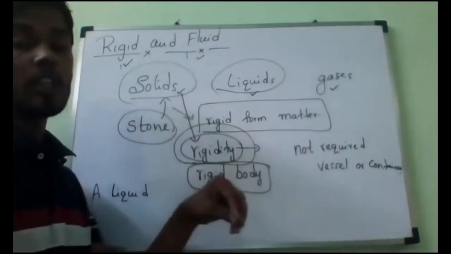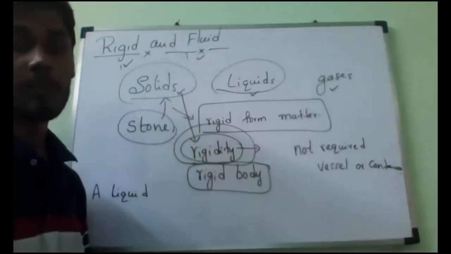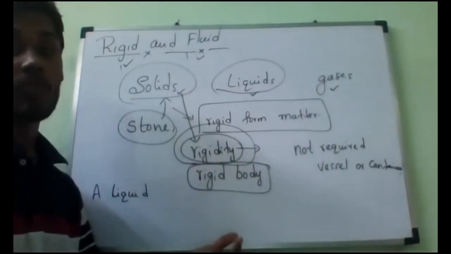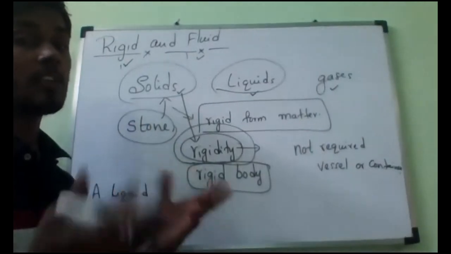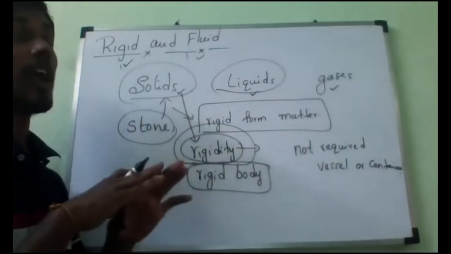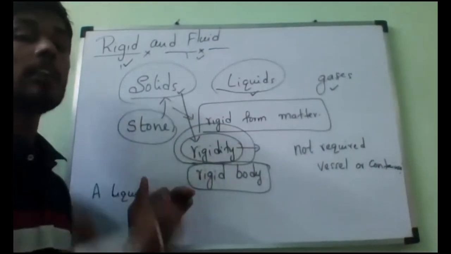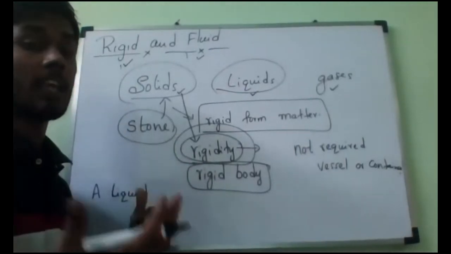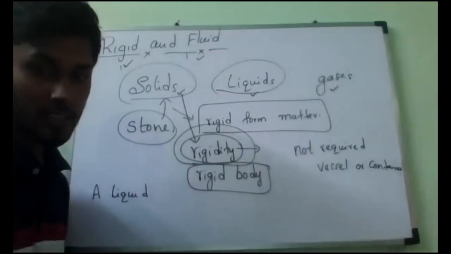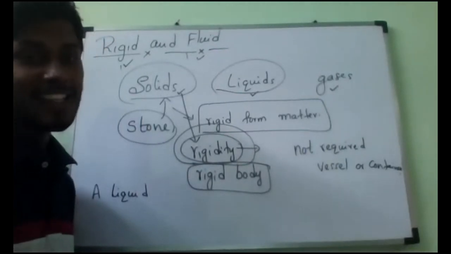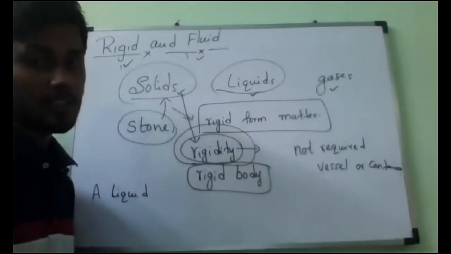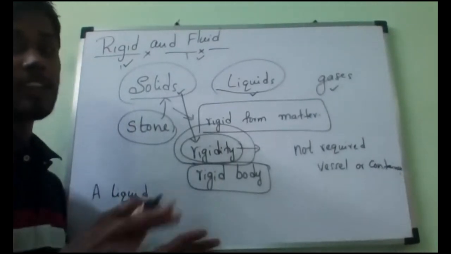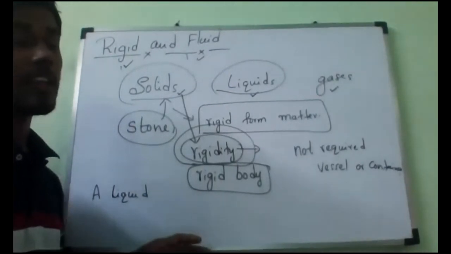If I pour water in a bottle, it will acquire the shape of the bottle. If I pour water in another kind of vessel, it will acquire the shape of that vessel. A liquid does not have any fixed shape. The shape of the liquid is always changing depending upon the shape of the container. Is it yes or no? Yes, sir. So a liquid does not have any shape of its own.